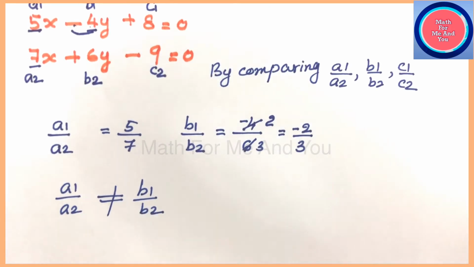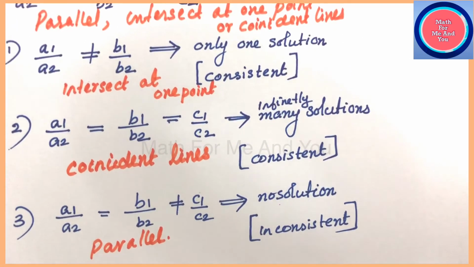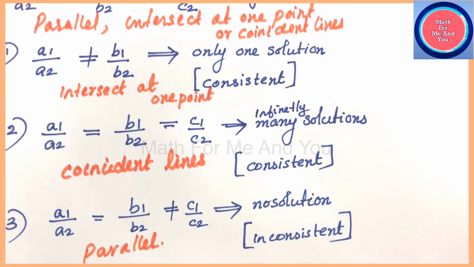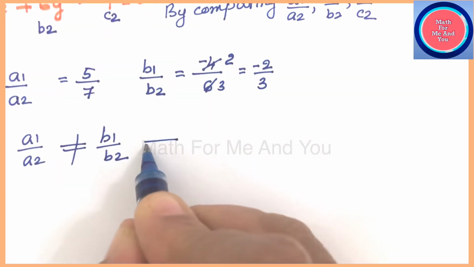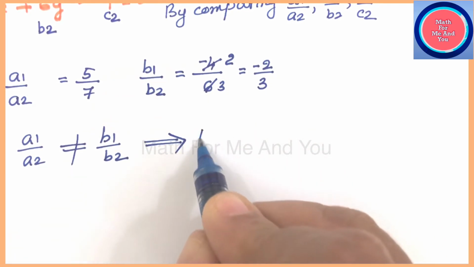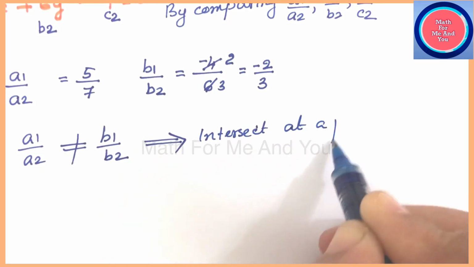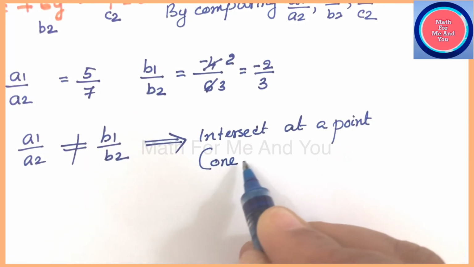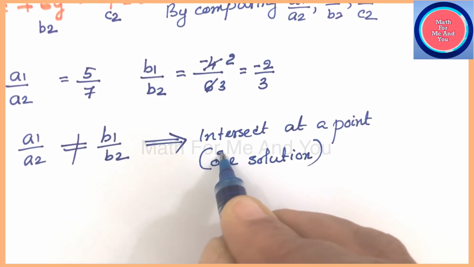b1 by b2. In this case, what type of lines are they? They are intersecting at one point. That means they have only one solution. They meet at one point. We can write the result. They intersect exactly at one point. One meeting point. Intersect means meet. So meet at one point only. And what type of lines? Are they consistent or not? Yes, one solution. So that means they are consistent.